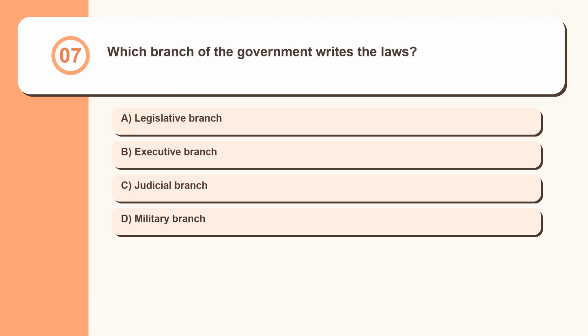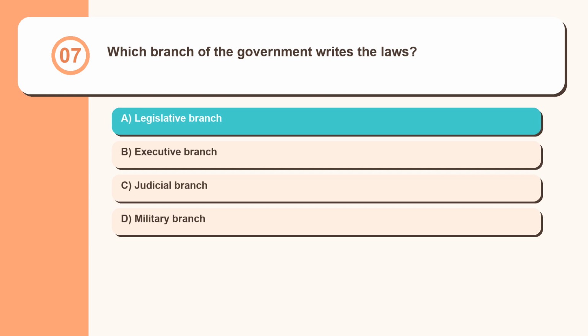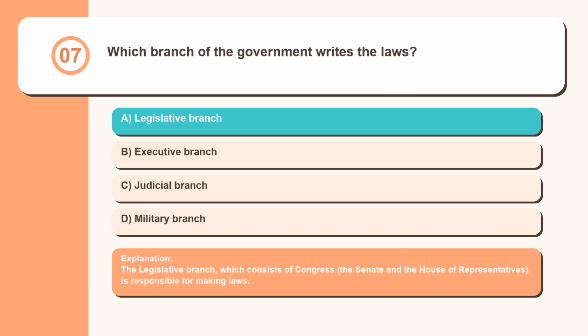Question 7. Which branch of the government writes the laws? Legislative branch, executive branch, judicial branch, military branch. The legislative branch, which consists of Congress, the Senate and the House of Representatives, is responsible for making laws.